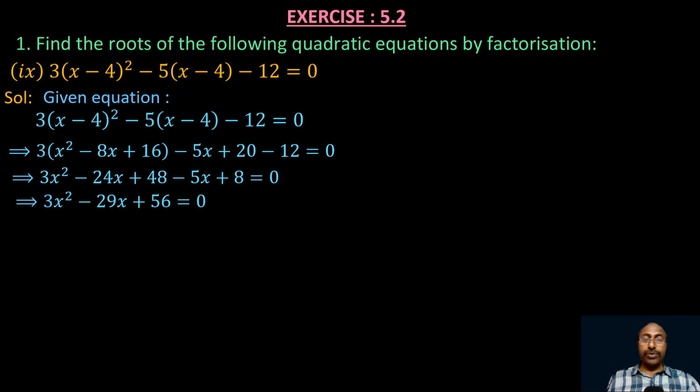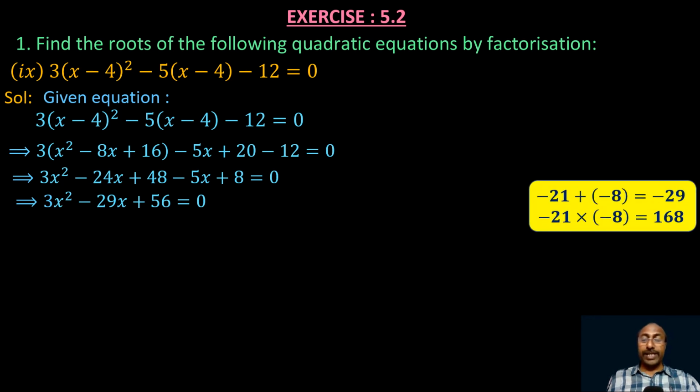And now we have to choose two numbers p and q such that their sum is equal to minus 29 and their product is equal to 3 into 56, that is 168. And the numbers are minus 21 and minus 8. So minus 21 plus minus 8 is minus 29, and minus 21 into minus 8 is 168, where 168 is the product of 3 and 56.